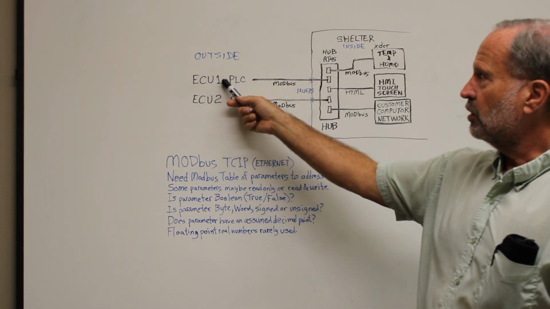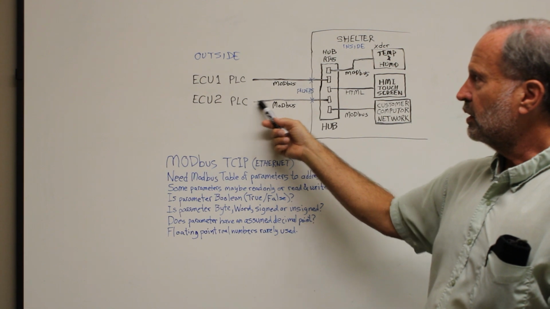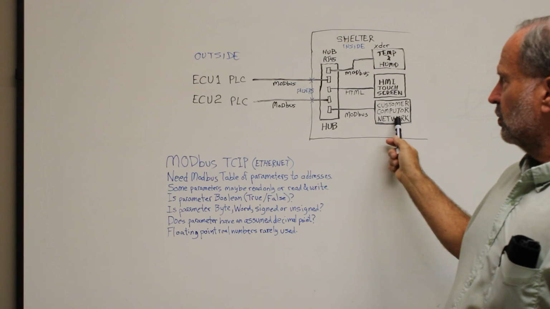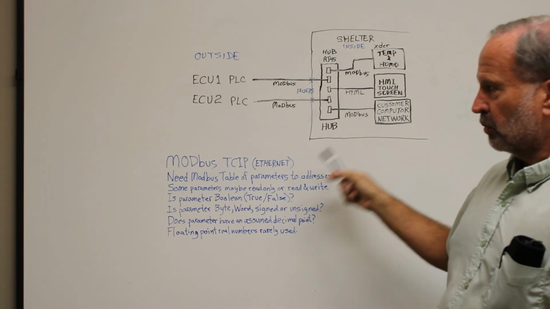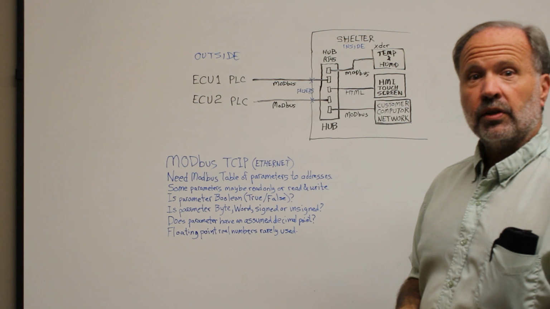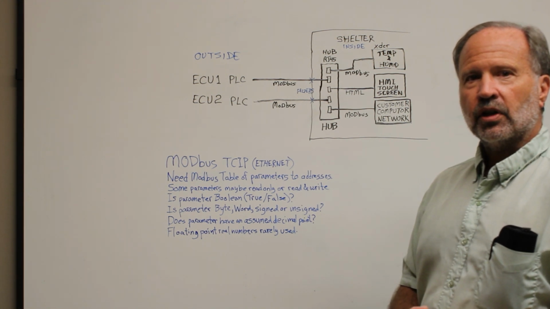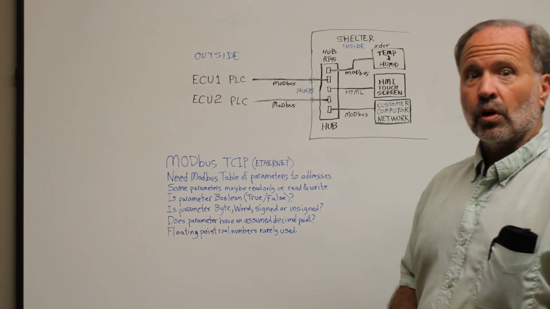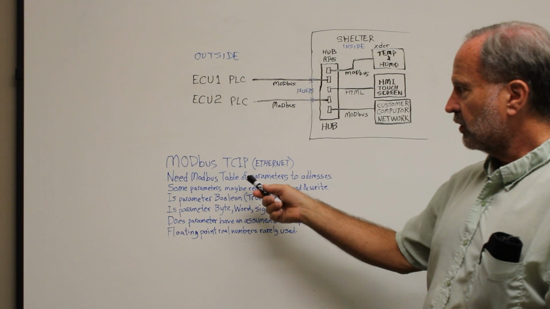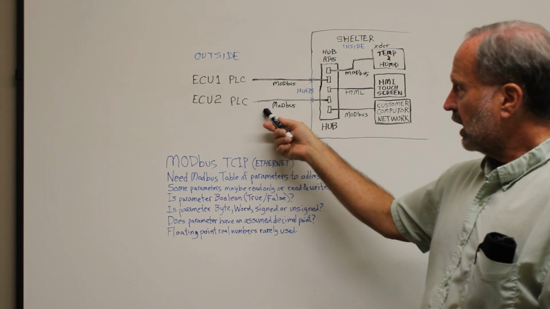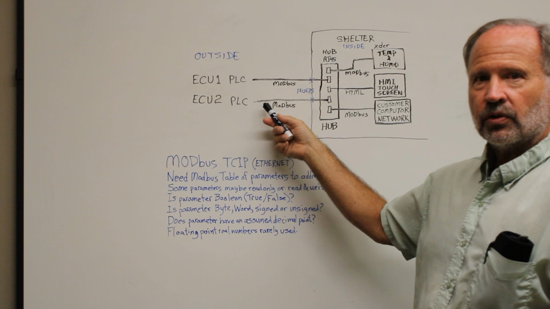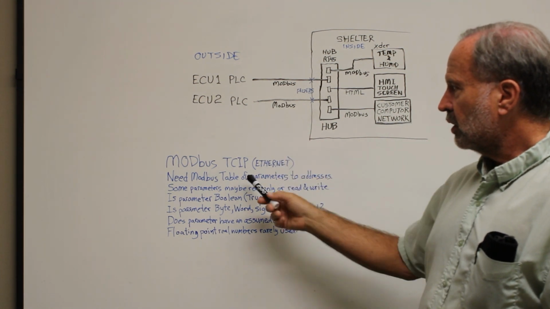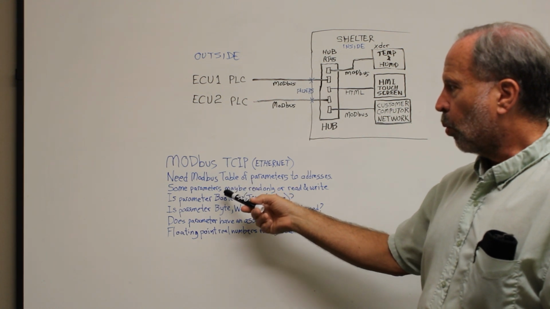Same thing occurs: ECU1 can talk to ECU2, and ECU2 can talk to ECU1. The real key is these ECUs can be talked to by the customer. The customer needs a MODbus table where we tell him, if you want to change the set point temperature, go to this address. If you want to change the set point humidity, go to this address. That's how the customer can change settings, start and stop our units, and look at various pressures and transducers.